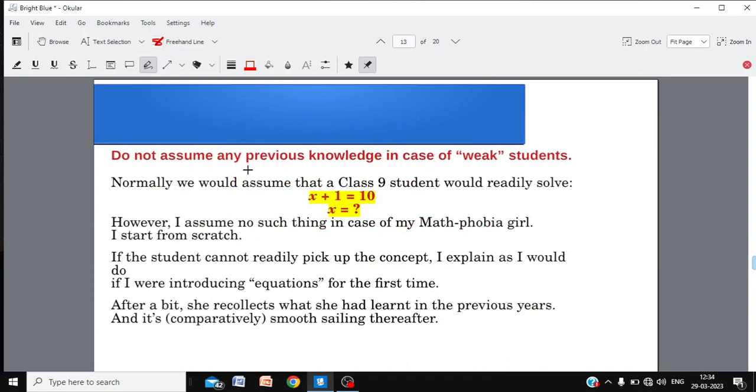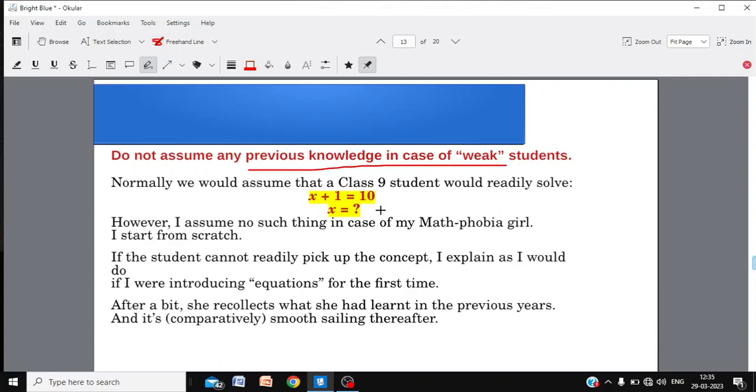Do not assume any previous knowledge. Don't assume that they know this from the previous years. You know, that is a class 6 thing. You should know. No, there is nothing called "should know" in teaching when you're in the classroom with a student. That word "should" is non-existent. It is a nonsense word.